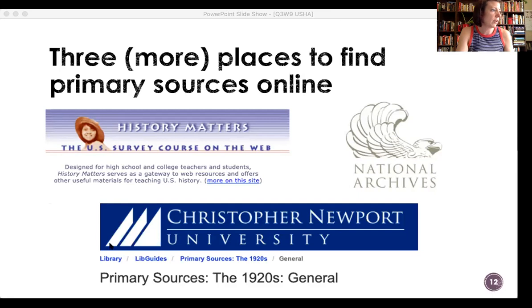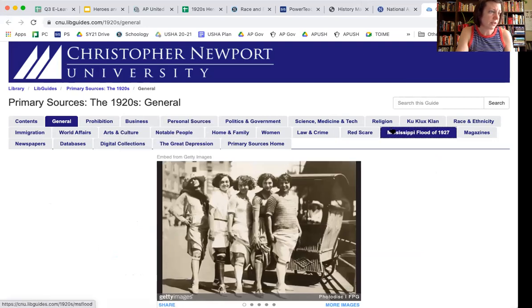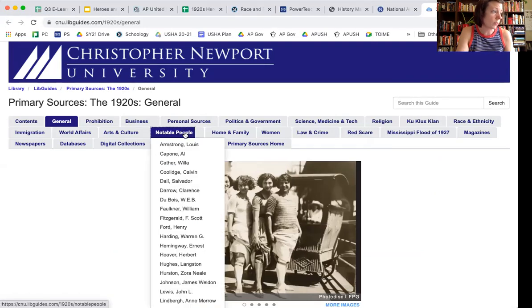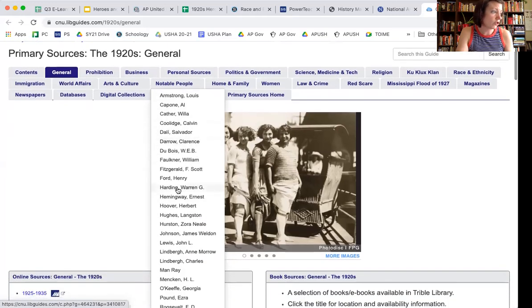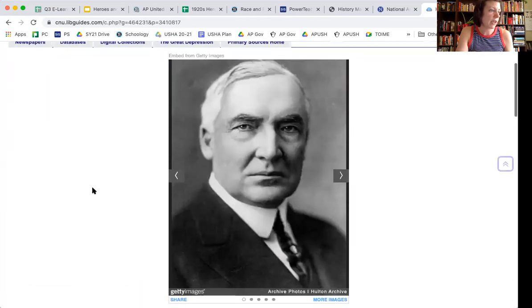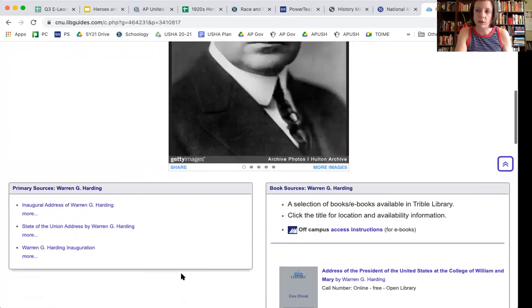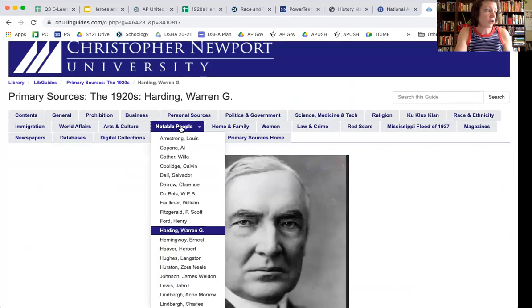So the first one that we're looking at here is the Christopher Newport University guide. You can see there's a search bar up here. They also have all of these drop downs in here that you can choose from. So there's one that's called Notable People. That might be a good place to start for some of you. If you're doing Warren G. Harding, for example, who is one of the presidents of this decade, they have some resources already put together for some of these folks. So in this case, you have a picture of him. They have a couple of primary sources, right? A speech that he gave for his inauguration, State of the Union. So this is a good place to look, especially if you have chosen one of these notable people.